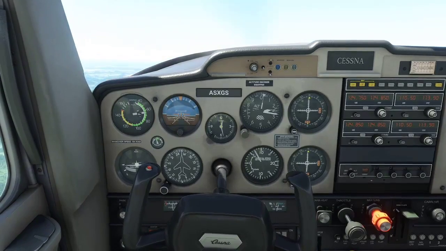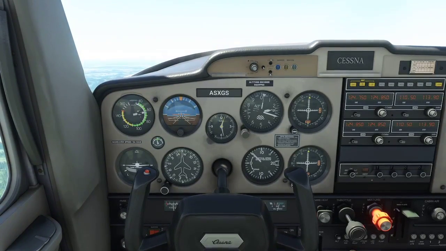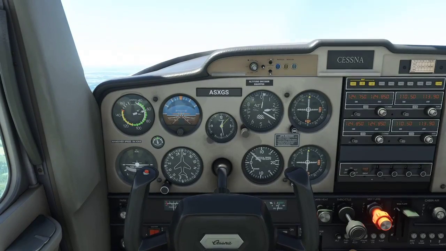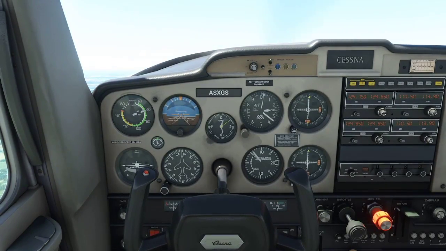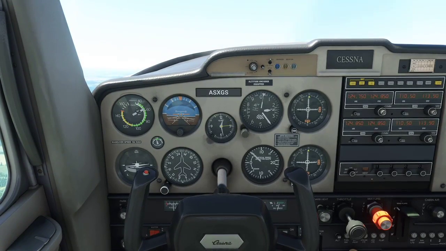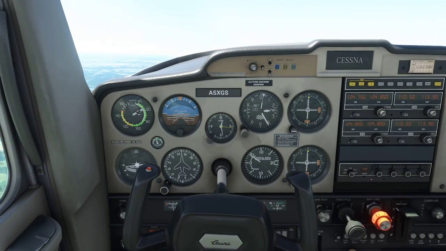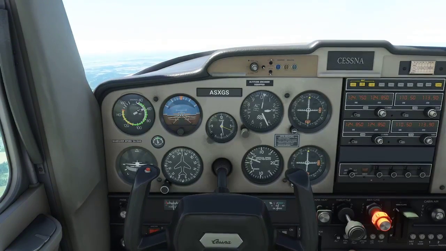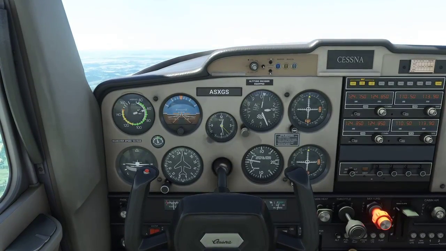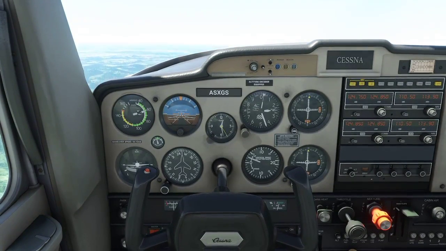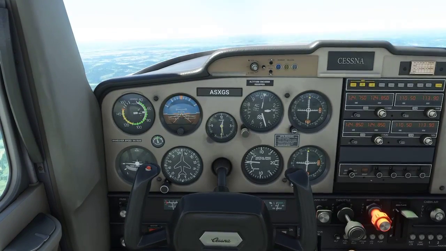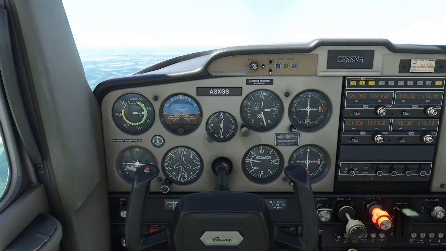If I were to keep pulling back, I'll kind of hold it here at 60 knots. If I keep pulling back, I would eventually go into a stall. The airspeed would just slow down some more, and I would go into a stall. So that's what happens when you pull back on the yoke. You lose airspeed, assuming you don't add any power. You're just pulling back on the yoke.